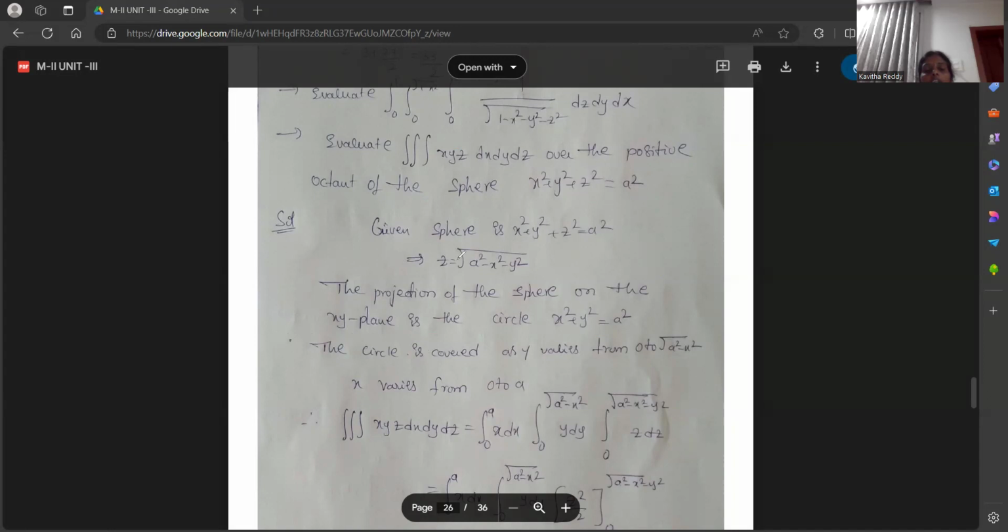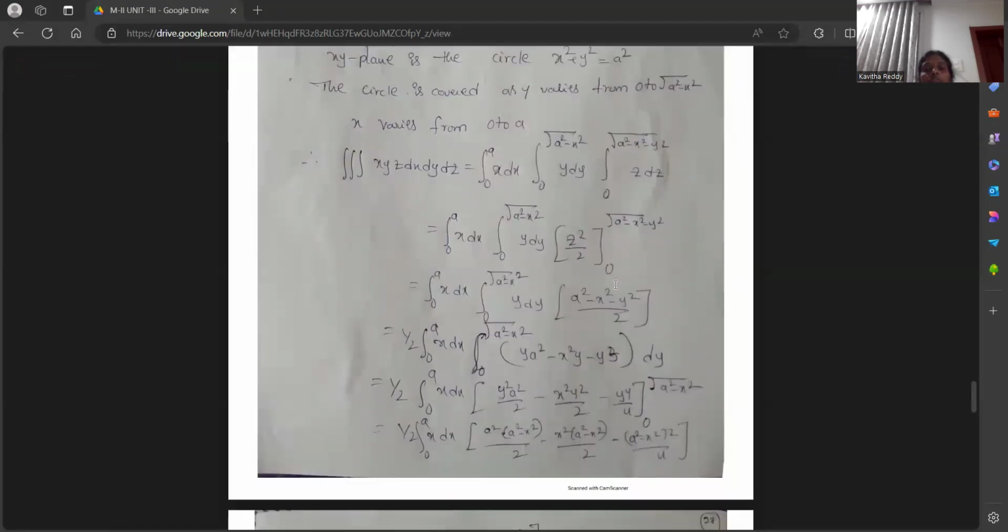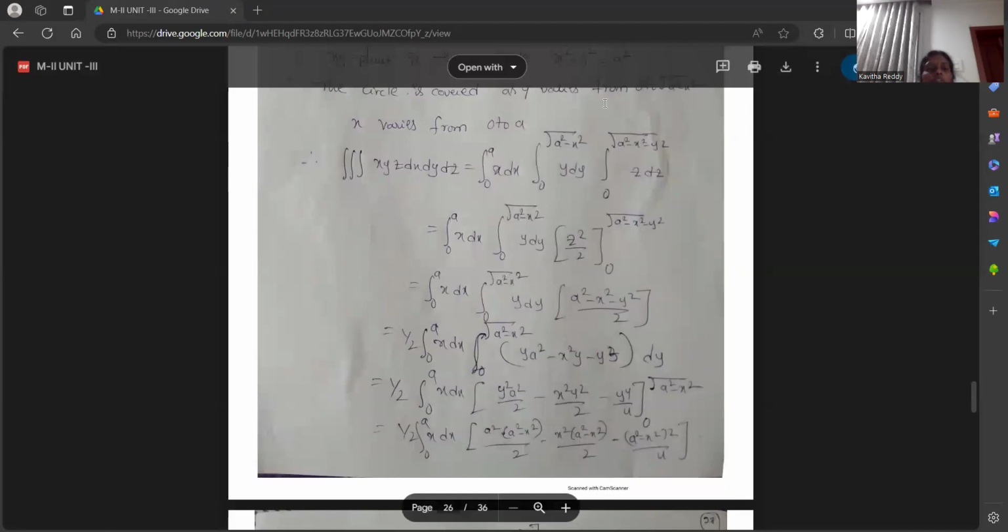Then the triple integral of xyz dx dy dz. Here observe the limits: y varies from 0 to the square root of a squared minus x squared. Why? Because the sphere is in the positive octant, on the xy plane.